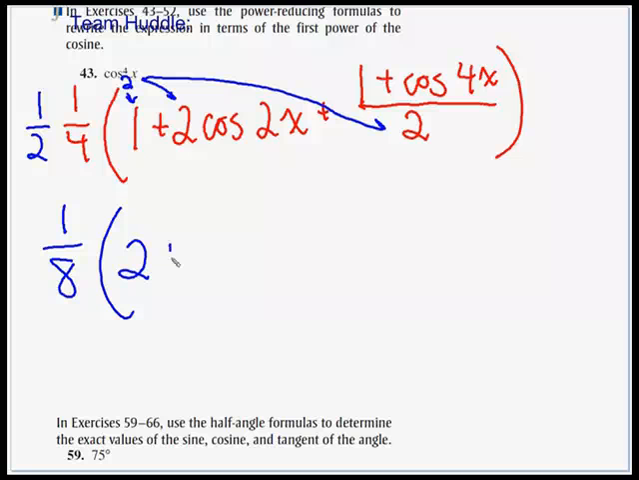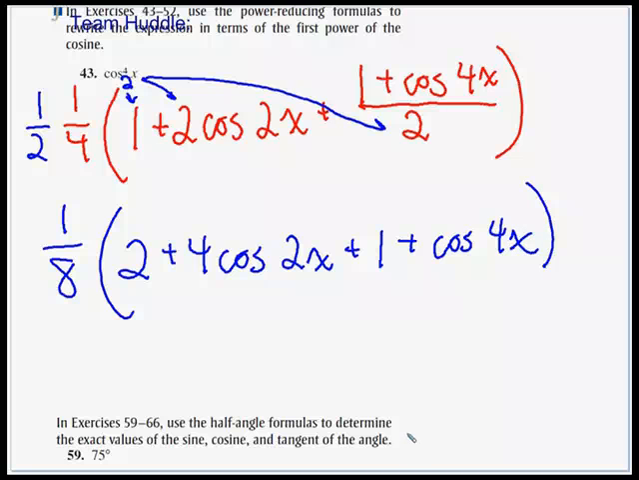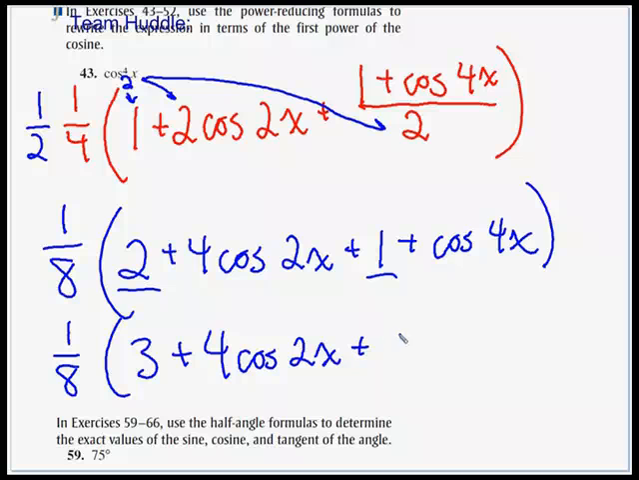2 times 1 is 2, plus 4 cosines of 2x, plus 1 plus the cos of 4x. And then you combine the 2 and the 1 and get a 3. 1/8 times 3 plus 4 cosines of 2x plus cos of 4x.